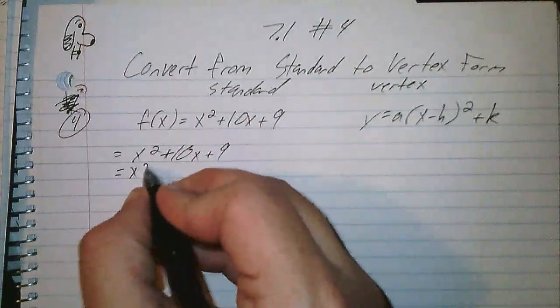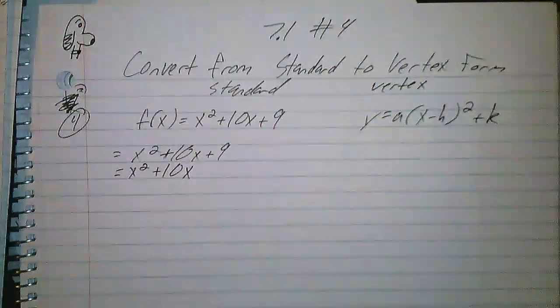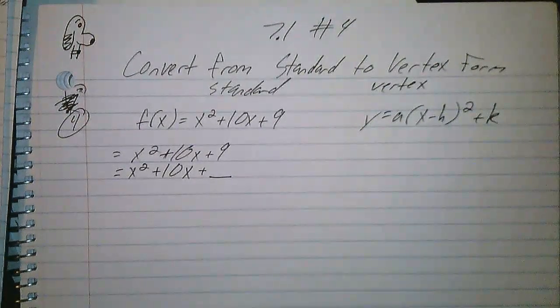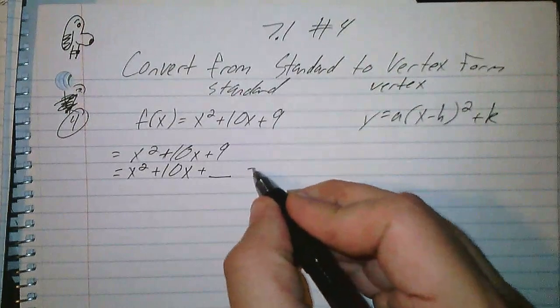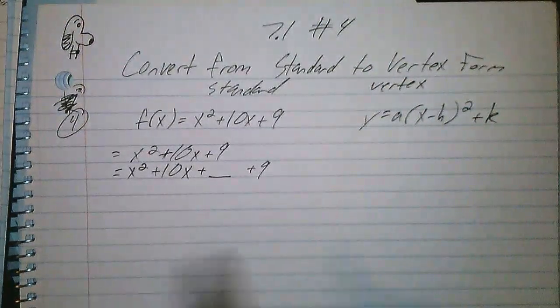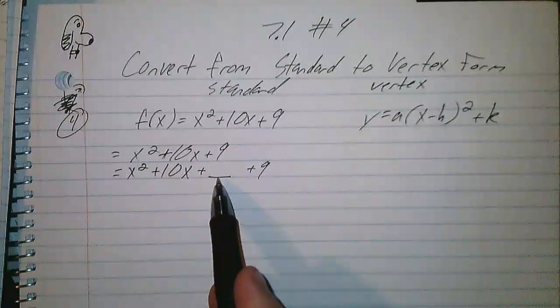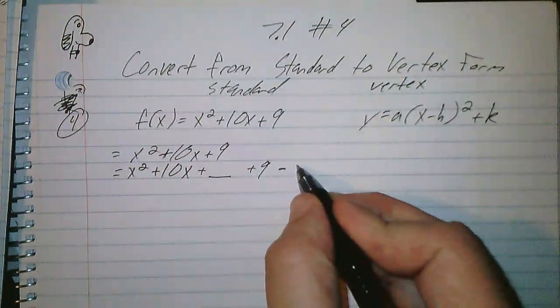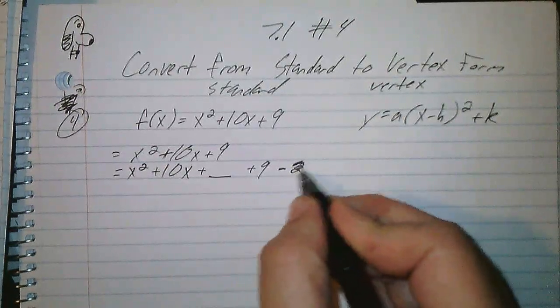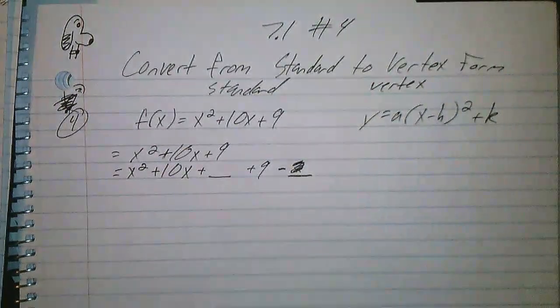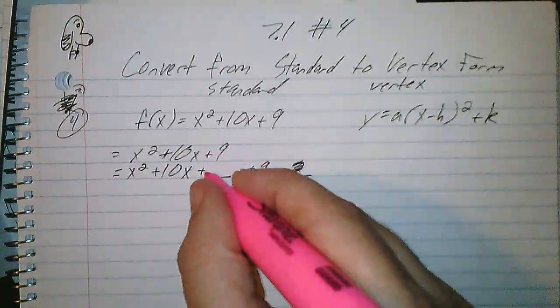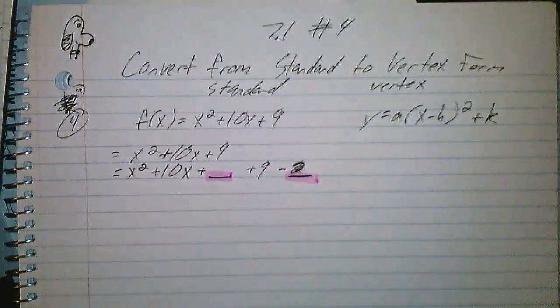So group your x terms together because we're going to add a value. But then we have this plus 9. And I can't just add a value and the equation remains true. So whatever value we add, I don't want to put a number, we're going to have to subtract as well. So that's the key here. We're working on one side of the equal sign.